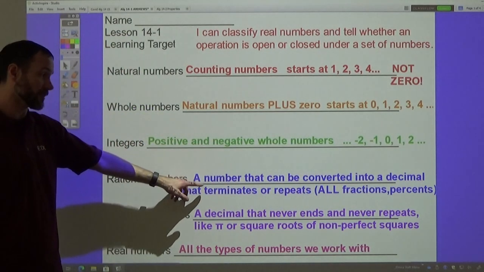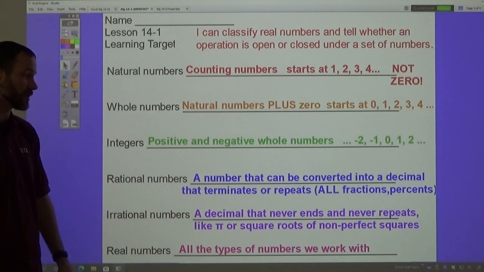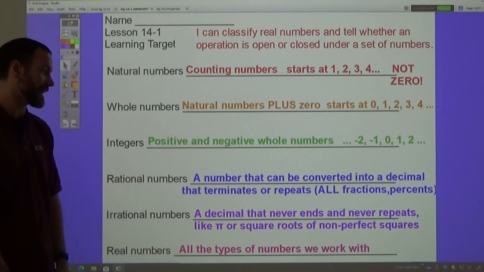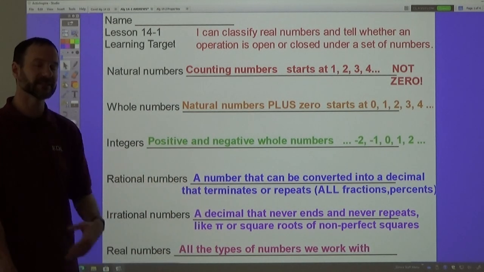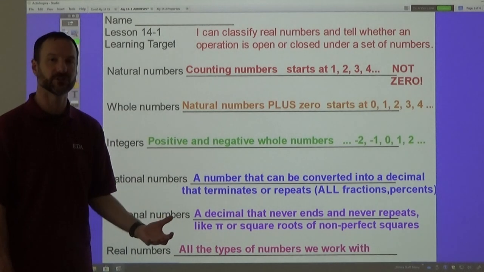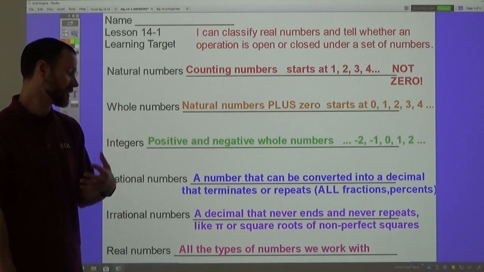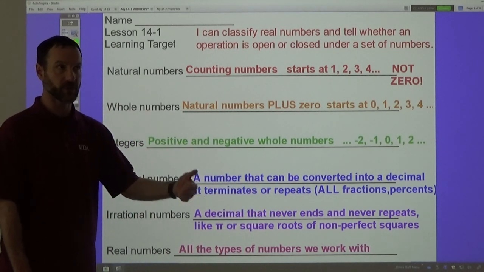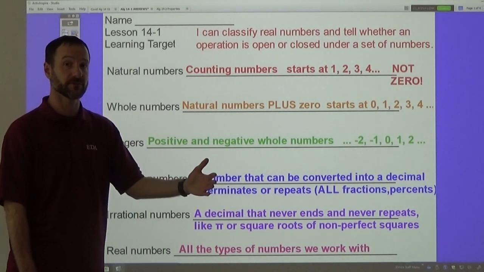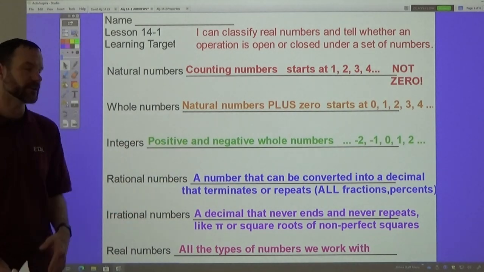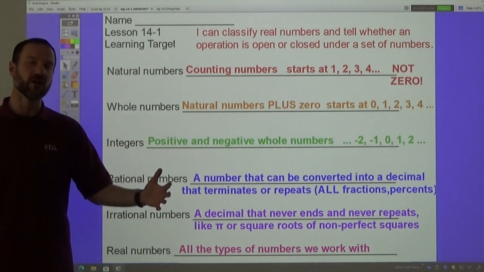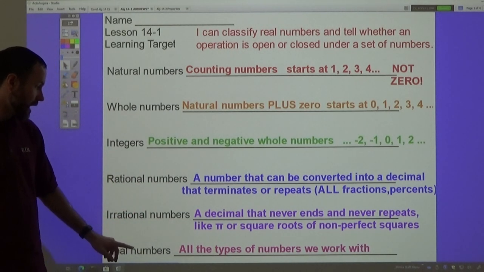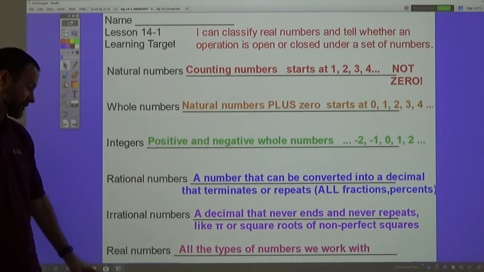Rational numbers. A rational number is a number that can be converted into a decimal that terminates or repeats. It includes all fractions and all percents. Terminates means that it stops, like a number like 5.2, or a number like negative 3.25, or a repeating number 5.3 repeating, so 5.33333333. Irrational numbers are the big, long, ugly decimals that don't repeat and don't end. Pi is the most famous irrational number.